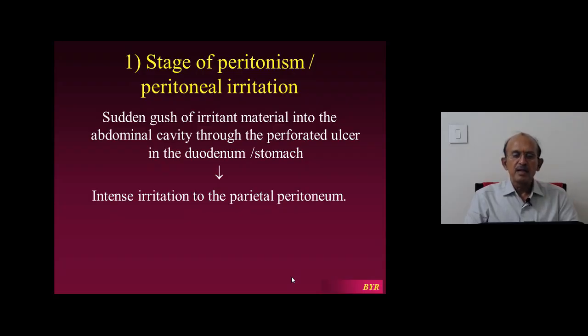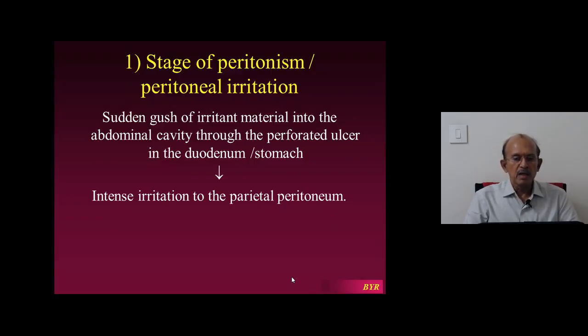Okay, it is a somatic structure. It is not a visceral structure. Visceral peritoneum is the visceral structure. Parietal peritoneum is the somatic structure. That is why whenever parietal peritoneum is irritated, the patient gets severe pain, which is well localized. It is not diffuse pain. It is well localized severe pain.